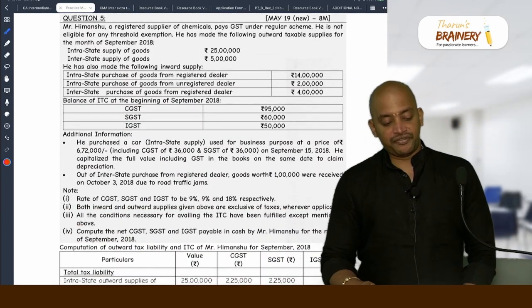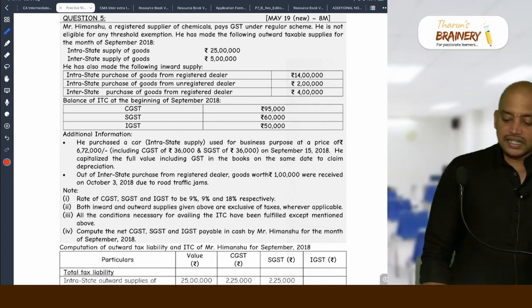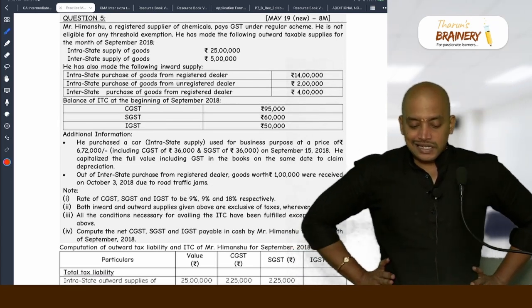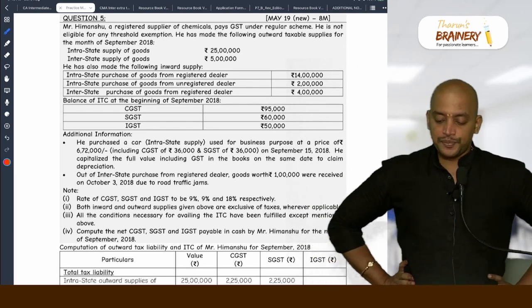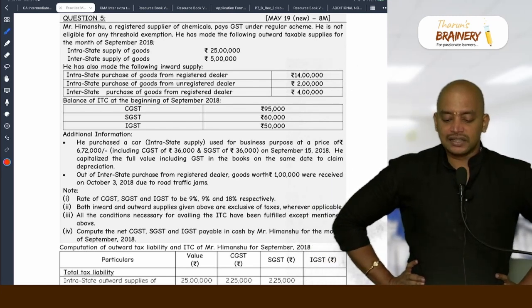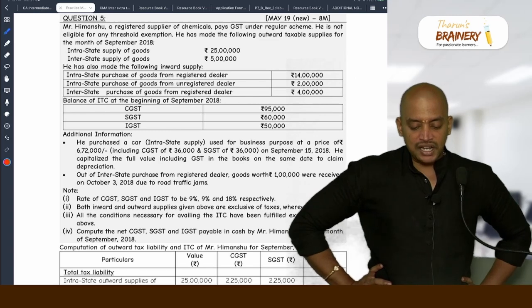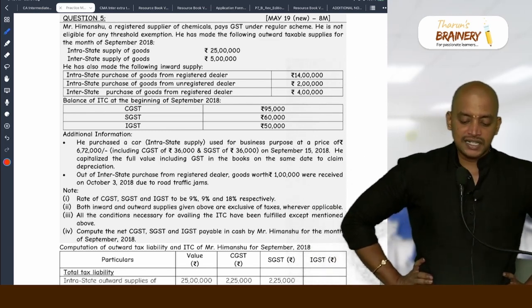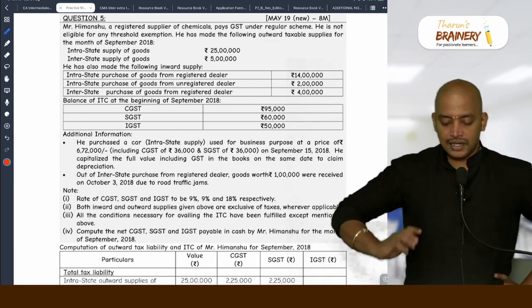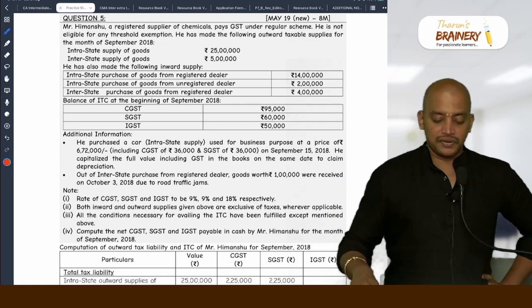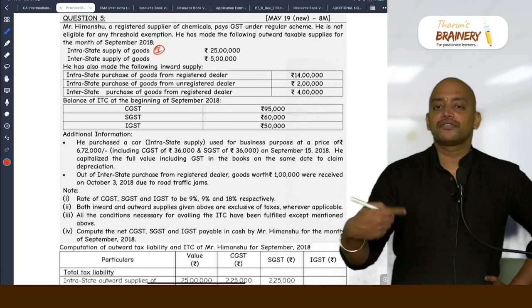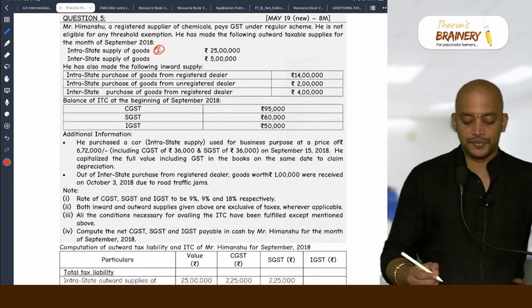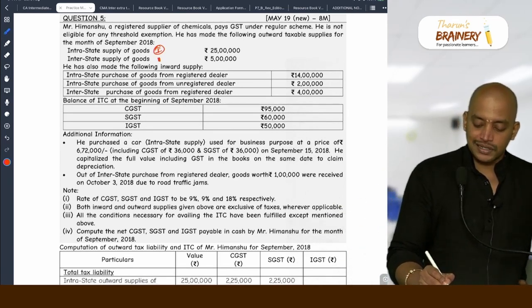Next, question number 5. Mr. Himanshu, a registered supplier of chemicals, pays GST under the regular scheme. He is not eligible for any threshold exemption. He has made the following outward taxable supplies for the month of September 2018. Intrastate supply of goods, where will it come? Statement 1. Interstate supply of goods, statement 1.